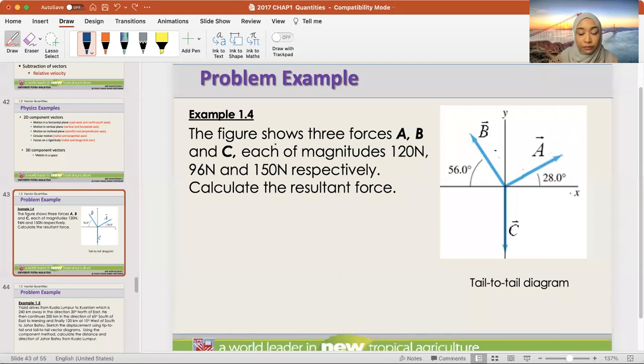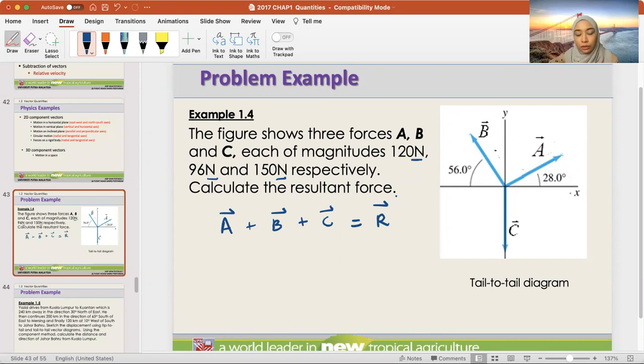Okay, so the figure shows three forces A, B, and C, each with magnitude 120, 96, and 150 Newton. Calculate the resulting force. So what is it asking us here? Let's dissect this question. Dia cakap ada 3 forces and they want you to find the resultant. Forces that are of the same unit, you can add them together. That was the rule that we talked about earlier on. So A, B, and C equals the resultant force. We are trying to find out what is R.